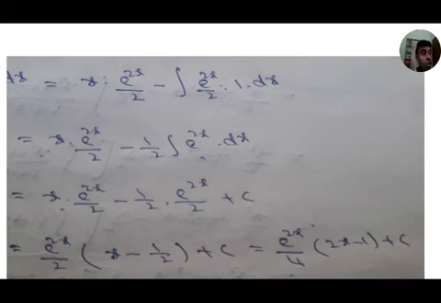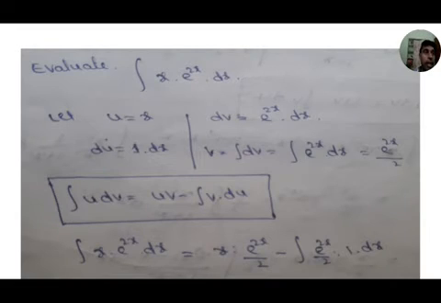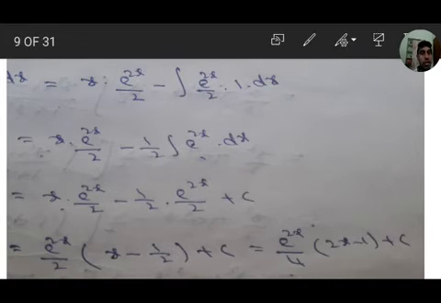Okay, here we have two functions. One is the algebraic function and one is the exponential function. In ILATE, the algebraic function comes first. So take the algebraic function as u and the exponential function as dv. Then u's derivative, first function derivative and second function integration. Substitute: first function derivative gives du, second function integration gives v. Substitute in the formula integration of u dv, simplify and integrate, and we get the answer. Okay.